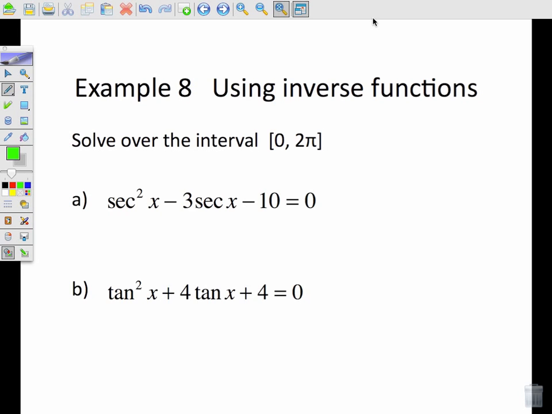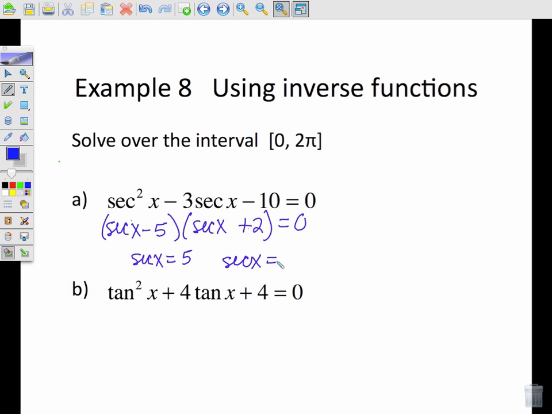All right, we've got a couple more problems left to do in this specific video. We'll do example 8. It says use inverse functions to solve. We've got secant squared x minus 3 secant x minus 10 equals 0. Let's look at how we're going to solve that. I'm going to factor. So this would be secant x, factors of 10 to give you negative 3 would be minus 5, and secant x plus 2 equals 0.